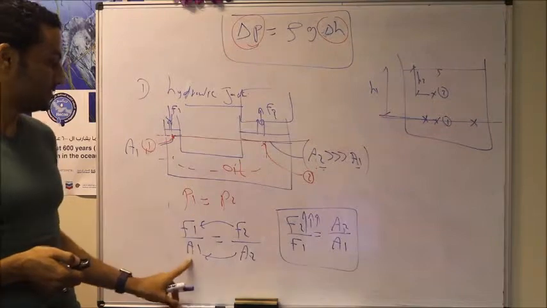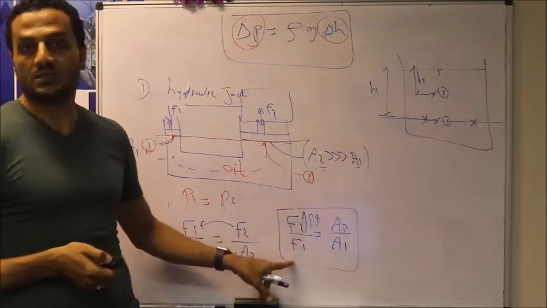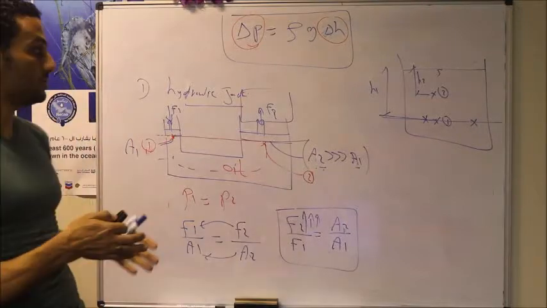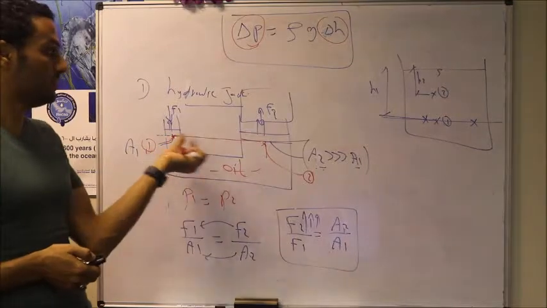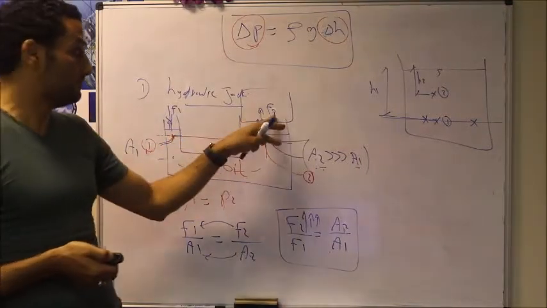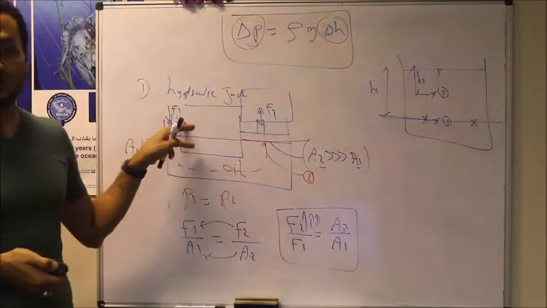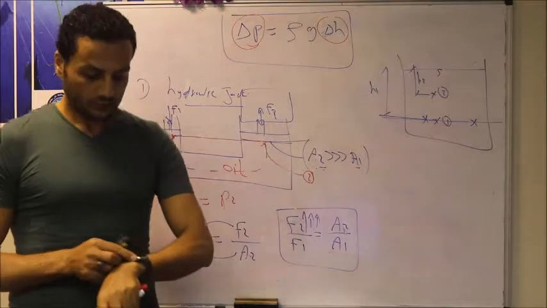And based on the fact that pressure is force over area, we can see the area ratio is the same as the force ratio. So as you make this area ratio bigger, with this one a little smaller and this one a little bigger, the force F2 will be much greater than F1. And this is the idea of the hydraulic jack.